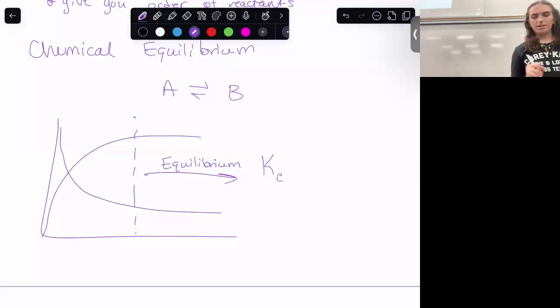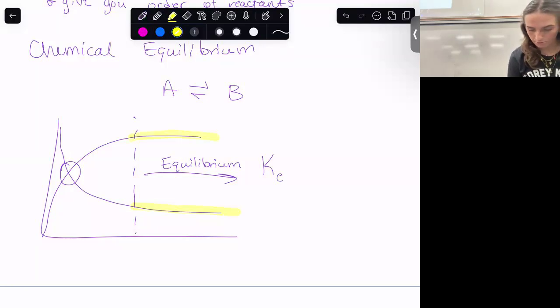And we sometimes call it Kc because it is the equilibrium of concentrations, right? C, concentrations. Equilibrium is the point where the concentrations no longer change, right? So this is not equilibrium where they intersect. It's this portion here where the lines are now steady.